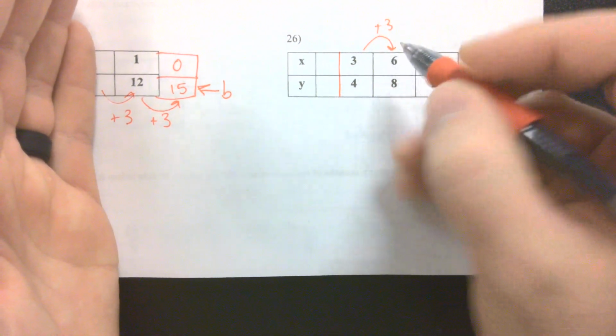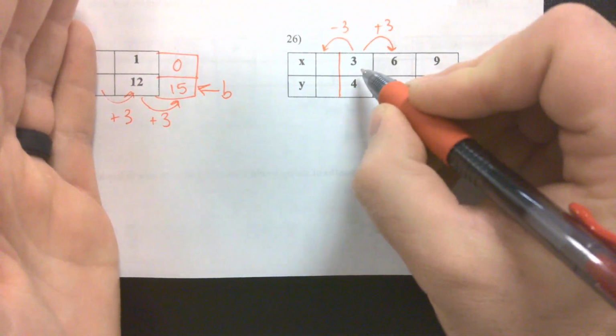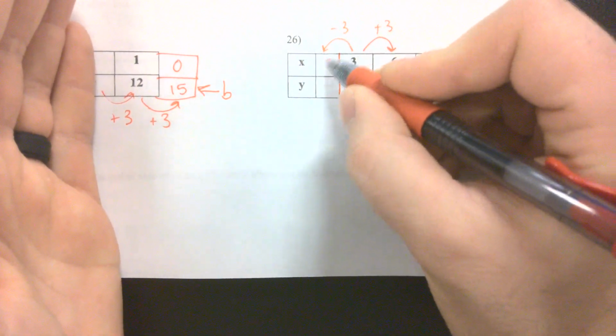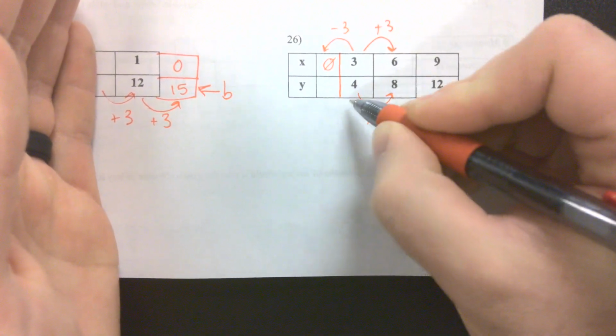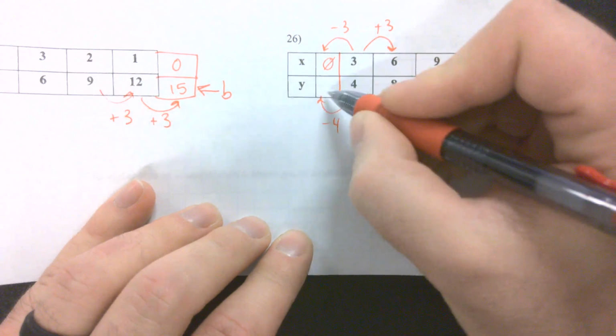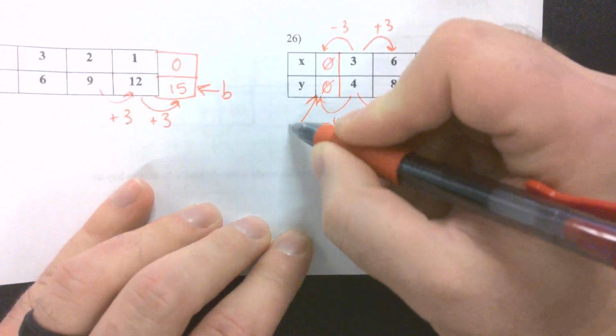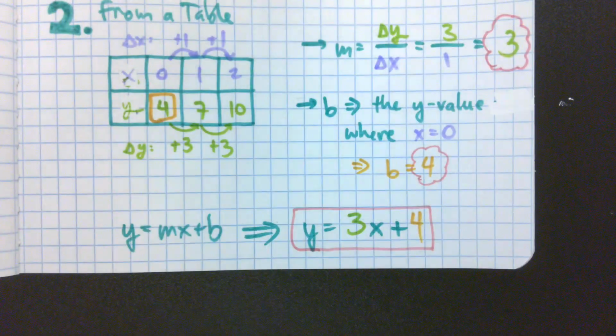3 to 6 is plus 3. So if we go backwards, we subtract 3. What's 3 minus 3? 0. On the bottom, from 4 to 8 is plus 4. If we go backwards, we subtract 4. 4 minus 4 gives me 0. Boom. 0 is going to be my b for that one. All right.